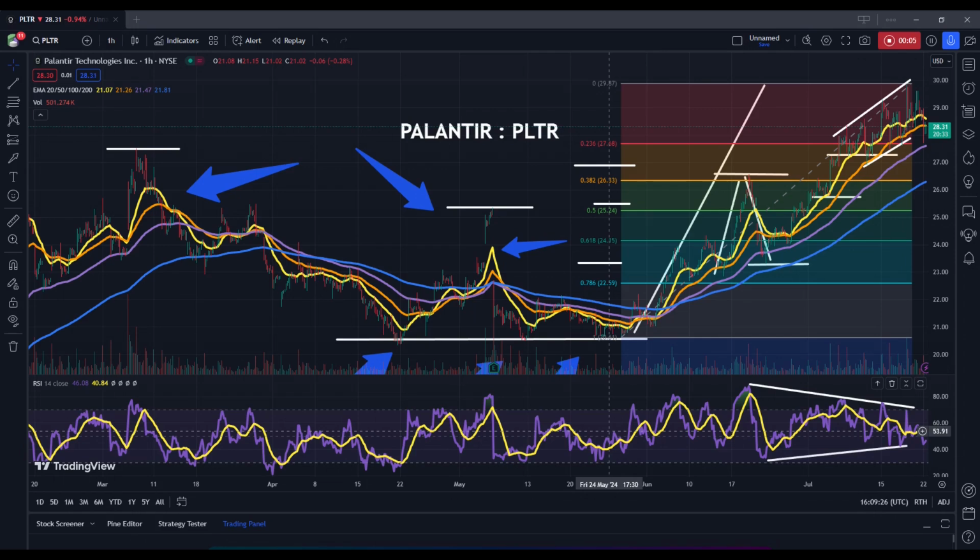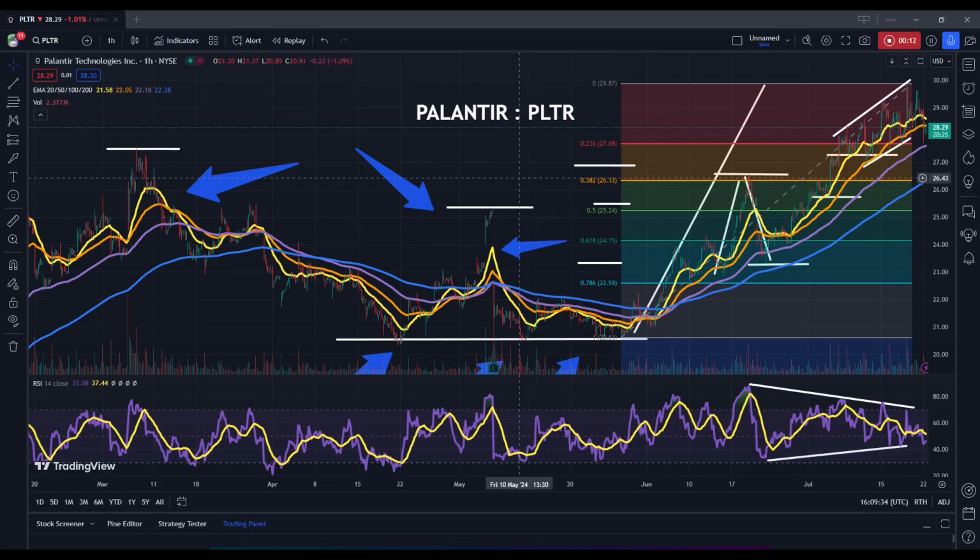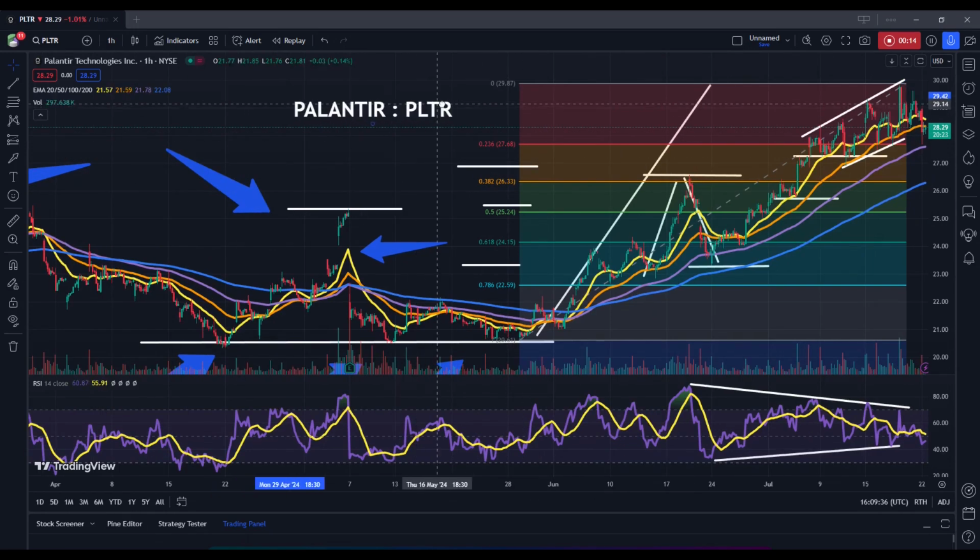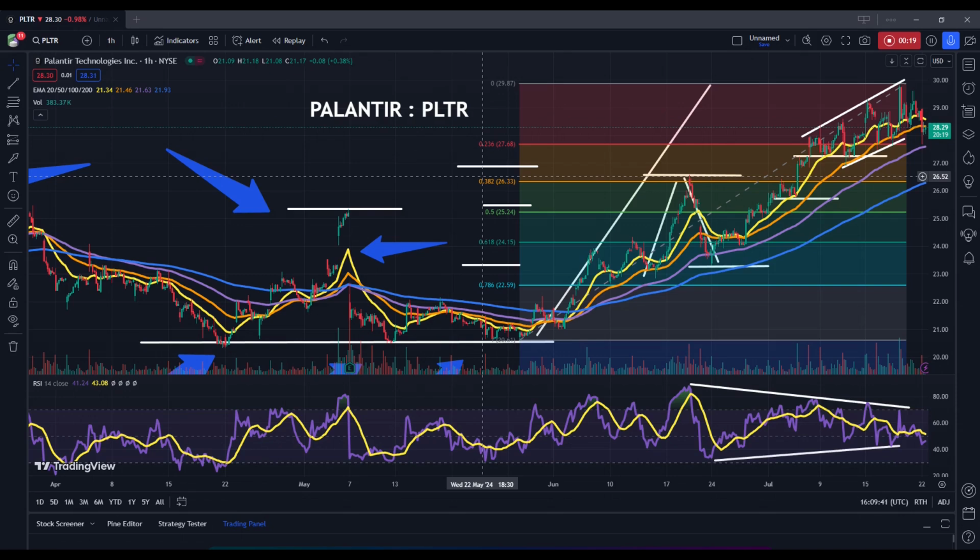Here we have the hourly price chart for Palantir Technologies Incorporated, stock ticker PLTR. As we can see, the stock is trading a bit lower here to start the week. This has not exactly been uniform price action in all of the technology stocks. We're not really seeing the same thing here in NVIDIA.